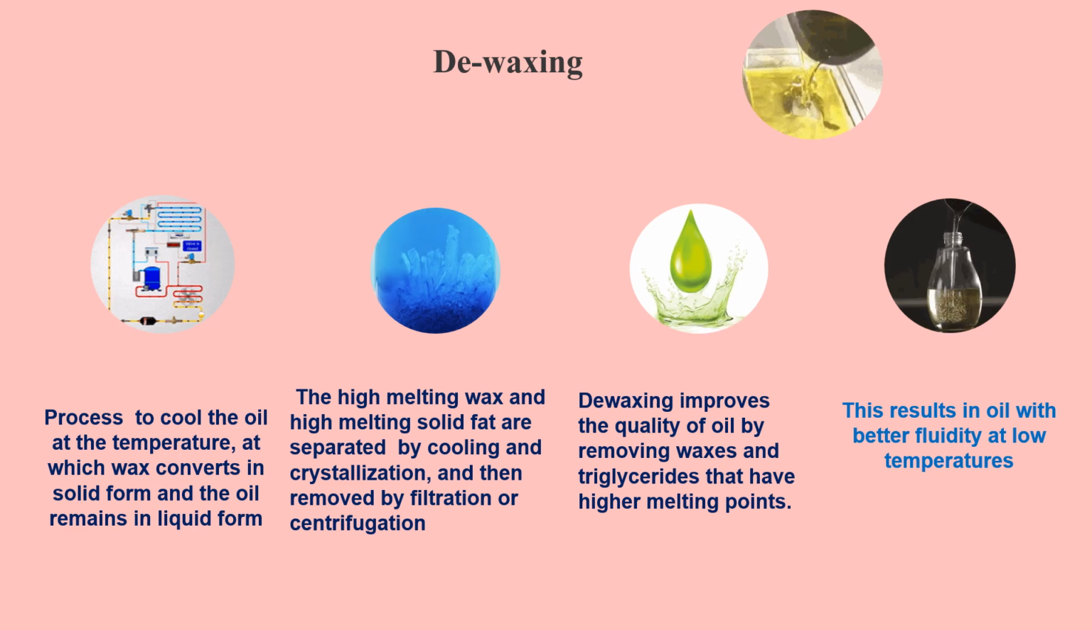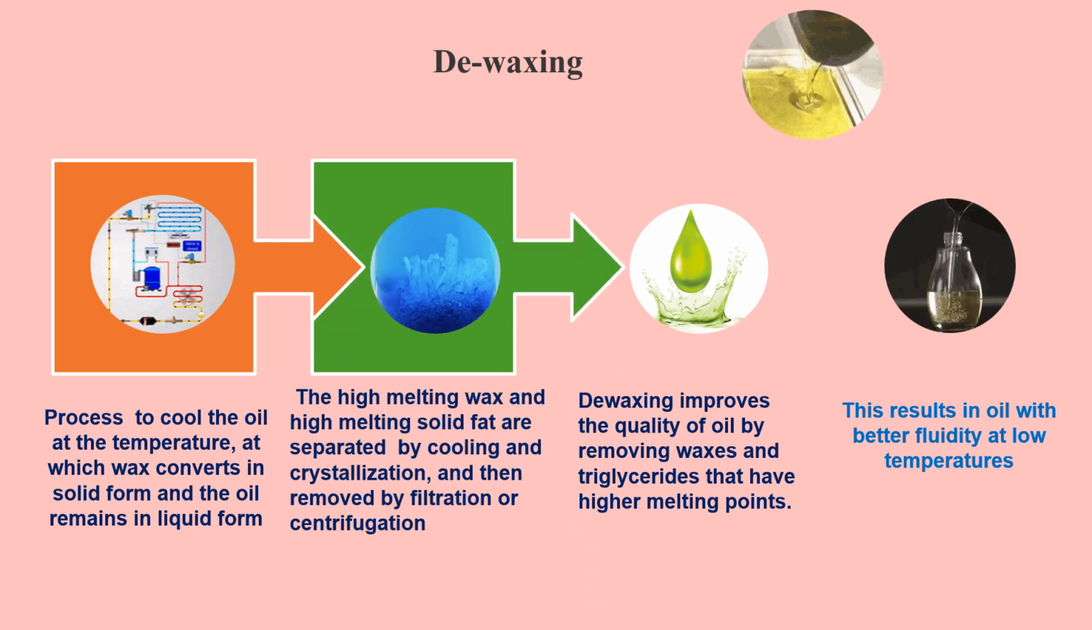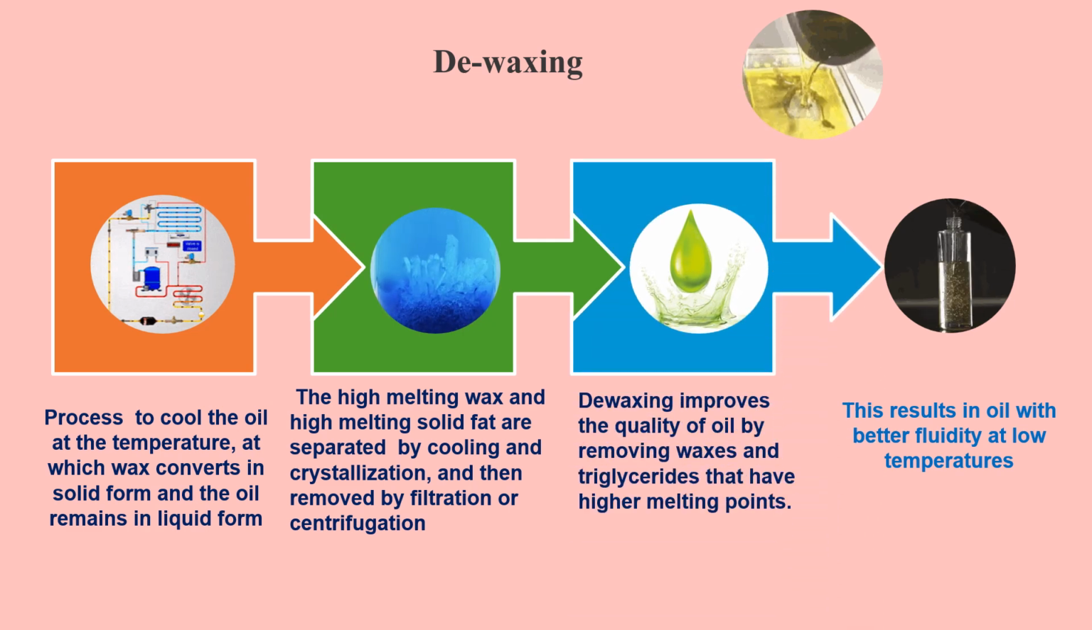So now let us look at what is dewaxing. This is a process to cool the oil to the temperature at which wax converts into solid form and the oil remains in the liquid form. The high melting wax and high melting solid fat are separated by cooling and crystallization and then removed by filtration or centrifugation. Dewaxing improves the quality of oil by removing waxes and triglycerides that have higher melting points. And finally, this results in oil having a better fluidity at low temperatures.